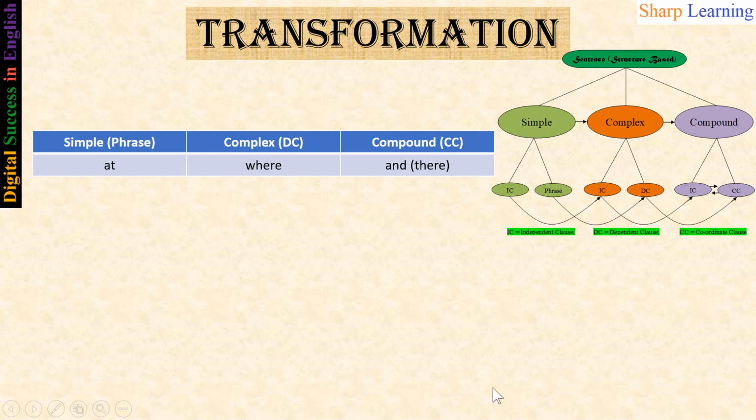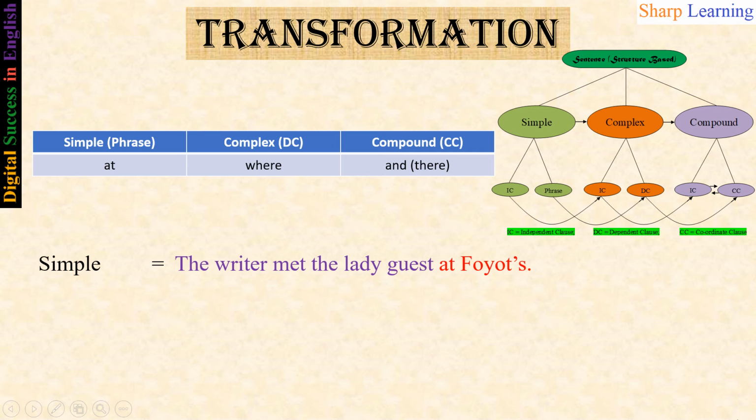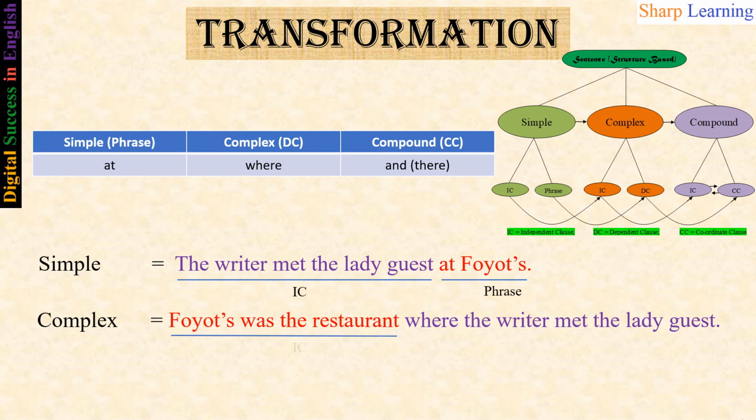Okay, proceed. The writer met the lady guest at Fayot's. The writer met the lady guest. Up to here it is IC, at Fayot's it is phrase. So how can I make it complex? The IC will be IC and the phrase will be DC, or IC will be DC and phrase will be IC. Fayot's was the restaurant. This IC has been made from the phrase in simple sentence. The writer met the lady guest, it is IC, and just before the IC we have used here where. If we use where, then this IC will be a DC. Yes, we have transferred into a DC here.